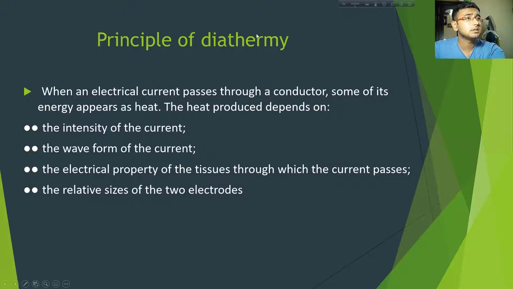So there are some principles of diathermy: the intensity of the current, the waveform of the current, the electrical property of the tissue through which the current passes, and the relative size of the two electrodes. So size, form, wave, intensity, the frequency. These are very necessary for maintaining proper cut and coagulation. There are some levels used for proper cutting or coagulation. There are different types, like spray coagulation, cut coagulation, diathermy, harmonic scalpel, or other modern methods.